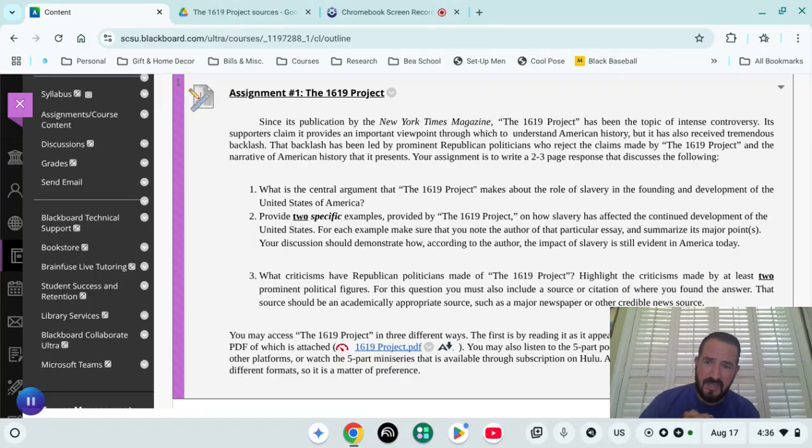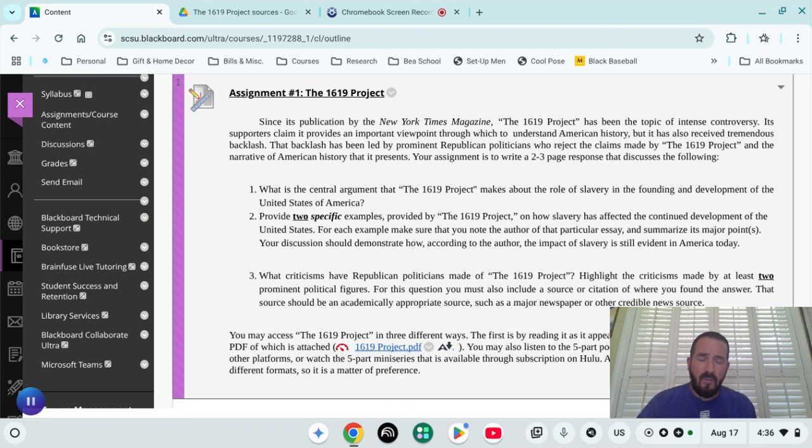The first question is, what is the central argument that the 1619 Project makes about the role of slavery in the founding and development of the United States of America? Well, if you've been listening the past 2 minutes, I kind of ran through it already. But the 1619 Project will make that more and more clear.